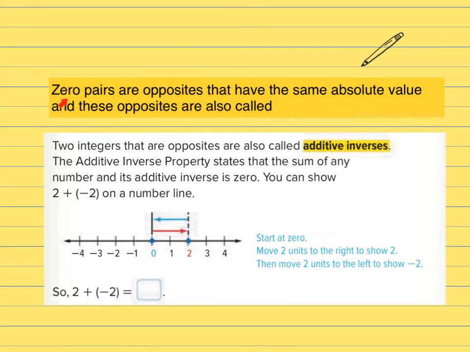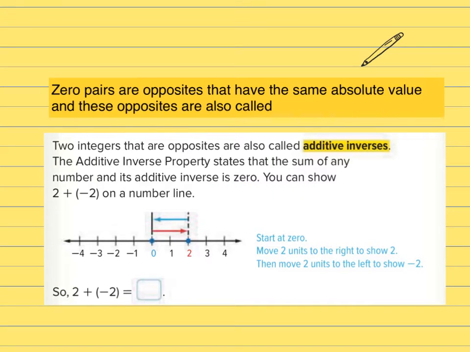Let's use what we know. 0 pairs are opposites that have the same absolute value or distance from 0. And these opposites are also called additive inverses. 2 integers that are opposites are also called additive inverses. The additive inverse property states that the sum of any number and its additive inverse is 0.